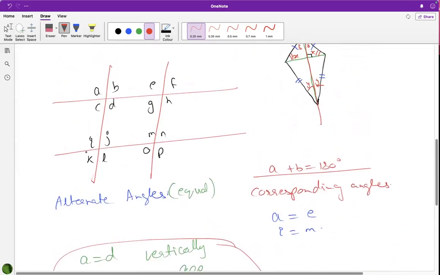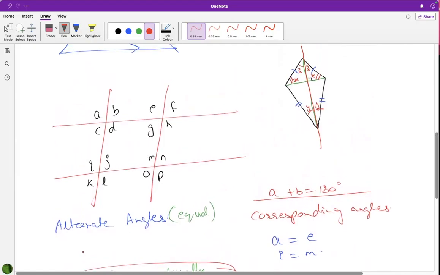So what may be the vertically opposite angle for K? J. Okay, K and J are equal. We agree. And we name them vertically opposite. What about J and G? No, they're like the Z-shaped angles, I believe. Z-shaped is known as alternate. In this case it is not alternate, we'll come to alternate angles.